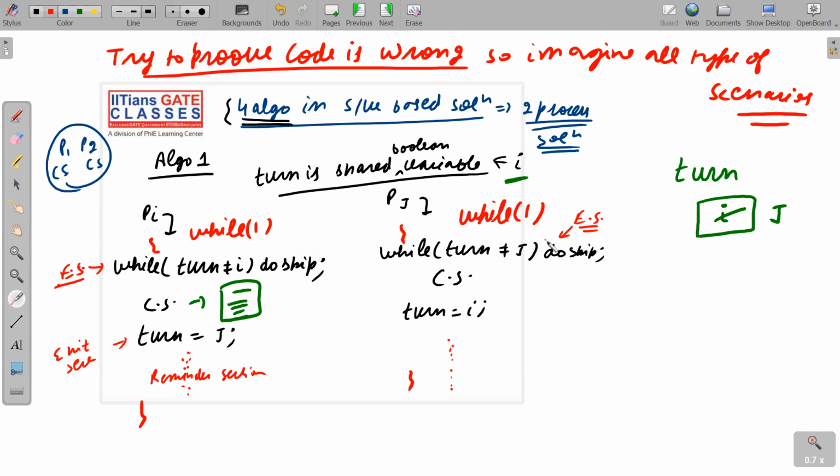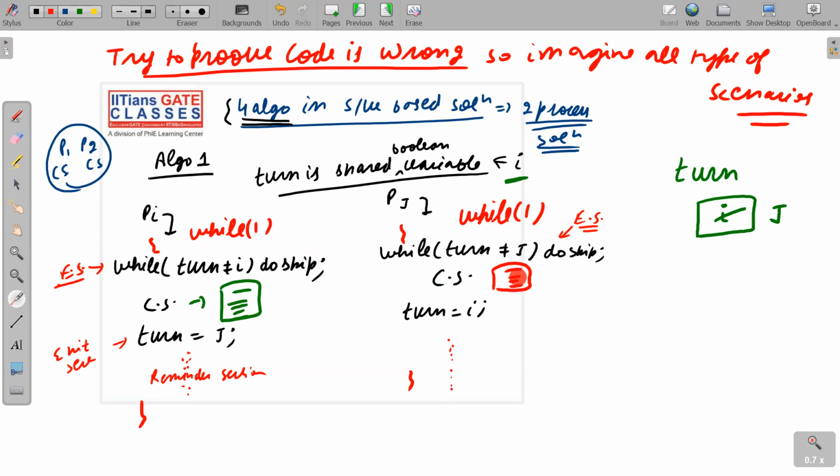Now, I think I have explained this just a few minutes back. I have told you turn was initially I, right? That's why I was not equal to J and it was doing do skip and all. So it has wasted the time. But now when control comes to PJ, it will say, okay, now turn is J. So J is not equal to J, which is false. So obviously the loop will be broken and it will enter into the CS. Are you getting it? So it will enter the CS and it will execute code line by line.